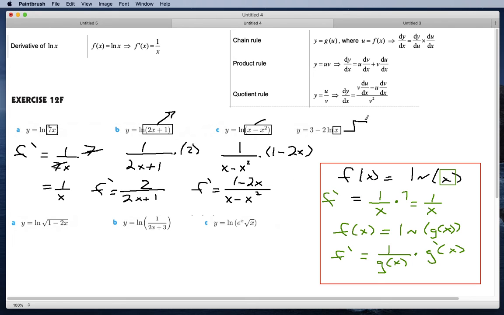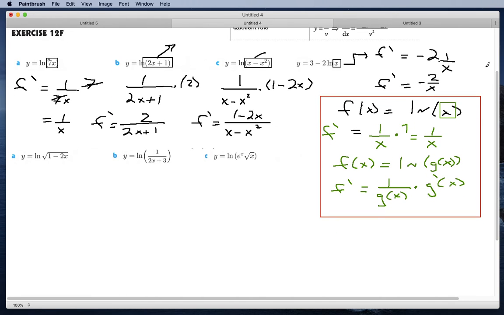Now for my fourth here, we can derive this. If you derive 3, it goes to 0, so that's not going to bother us. If there's a constant in front of the log, we just keep that constant in front. And now if I derive just ln of x, we have 1 over x. So that's going to be multiplied by that. So in the end, we're going to have negative 2 over x. And that's my derivative for the log. So these 4 are simple chain rule lns that we are deriving.